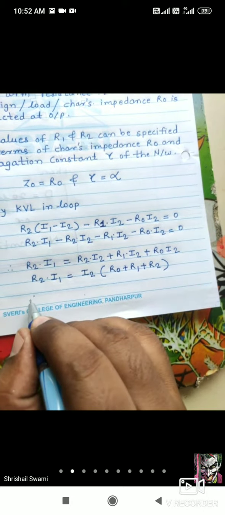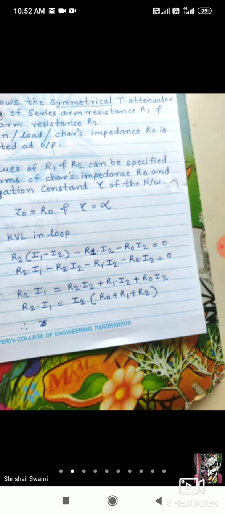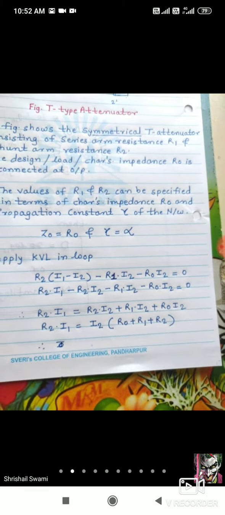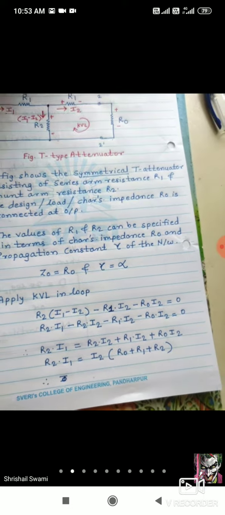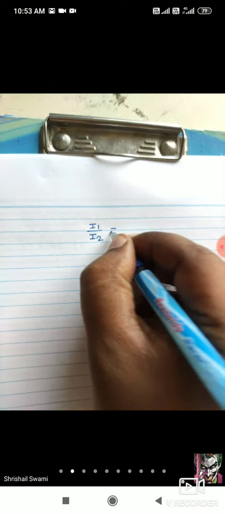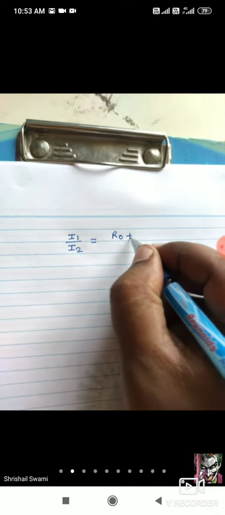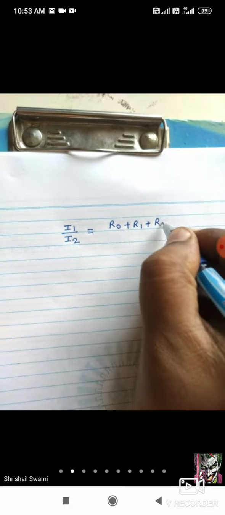So I1 divided by I2, what is that? I will write on the next page. I1 divided by I2, and R2 what to do? Take it from the left hand side and keep it on the right hand side. So it will give I1 divided by I2 is equal to R0 plus R1 plus R2 divided by R2.